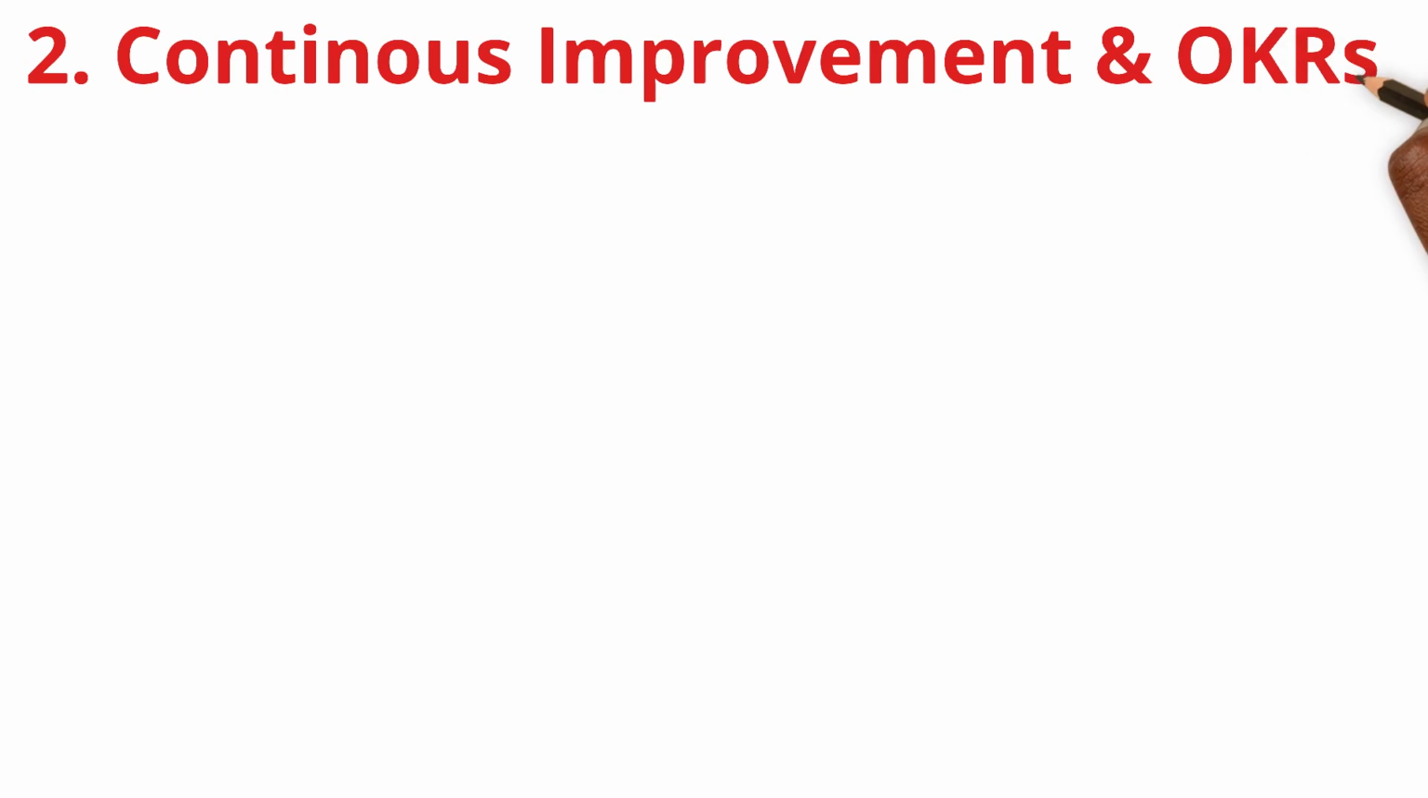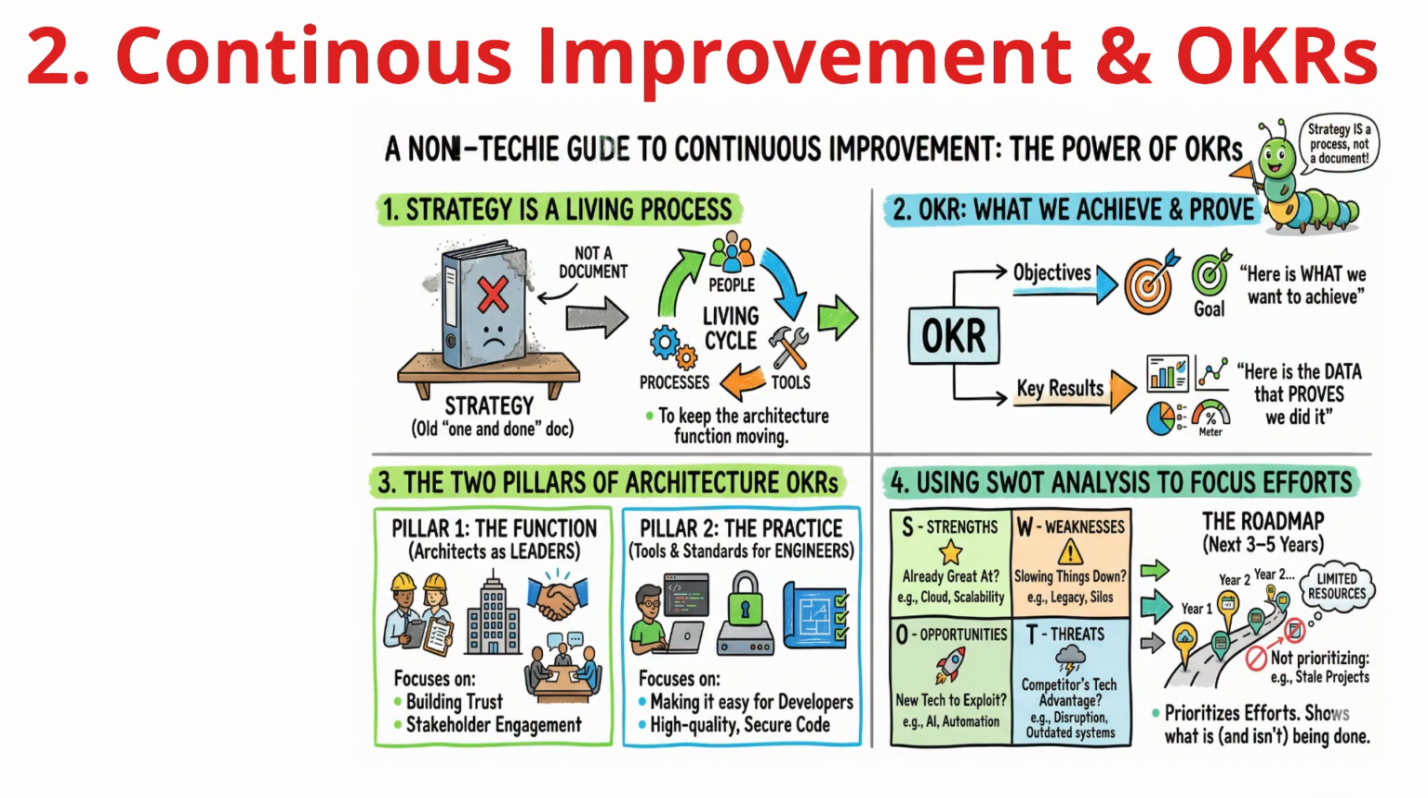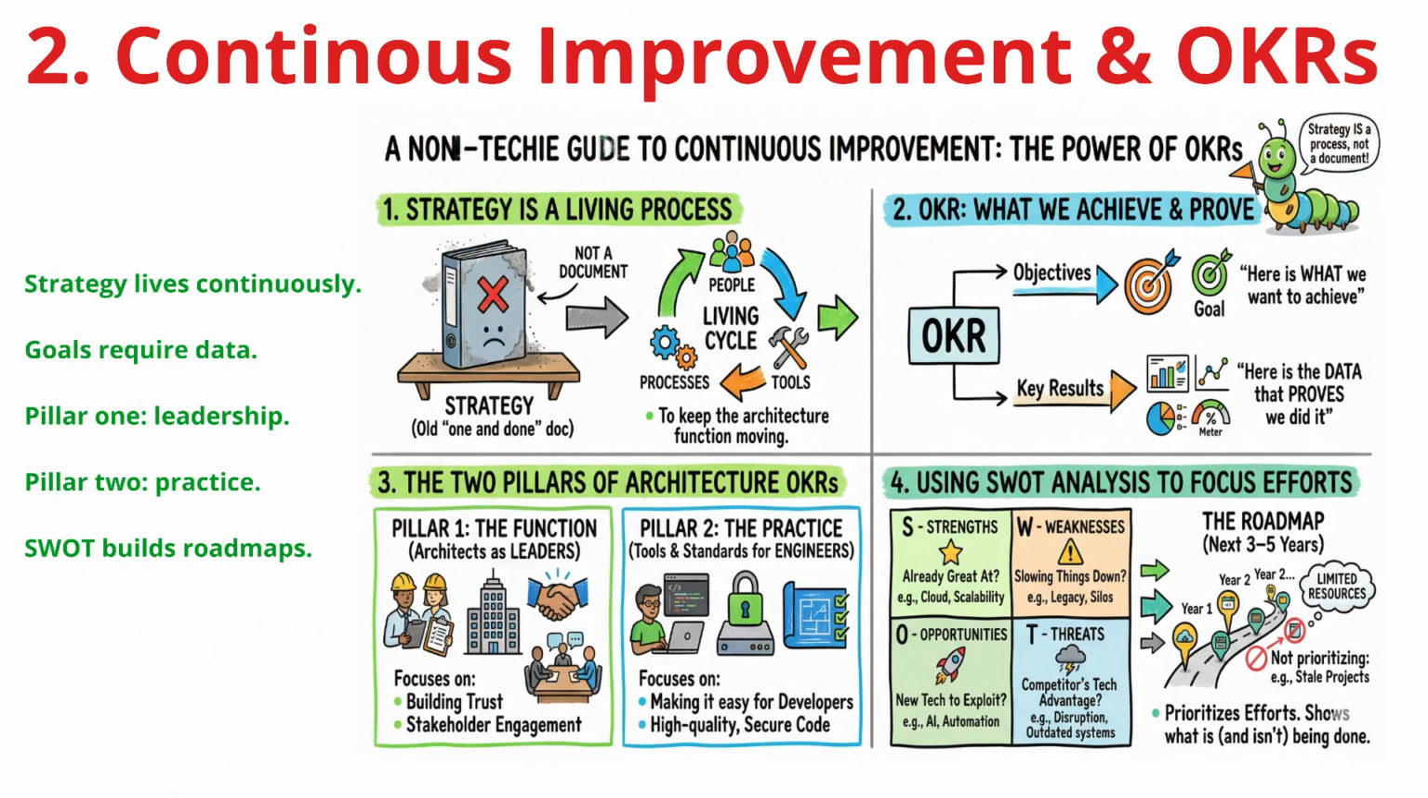Welcome to your non-techie guide to continuous improvement in enterprise architecture. First, we must understand that strategy is a living process. It is not a dusty, one-and-done document sitting on a shelf. It is a continuous cycle of aligning people, processes, and tools to keep the business moving forward. To manage this dynamic process, we use OKRs, objectives and key results. Think of an objective as the inspirational goal, what we want to achieve. The key results are the operational data, the metrics that prove we actually did it.